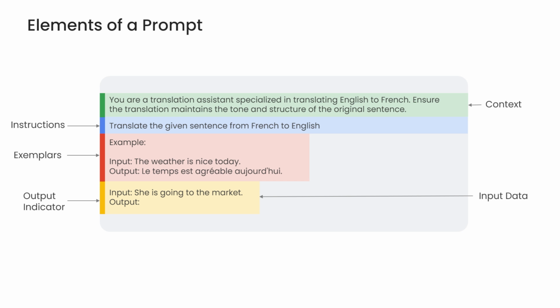Context is the additional background or information provided in the prompt that helps the model understand the situation or topic better. It helps the model generate a more relevant and accurate response by placing the task within a specific scenario or framework. These elements together form a well structured prompt to guide the model's output effectively.